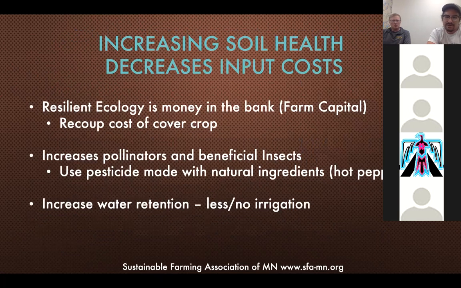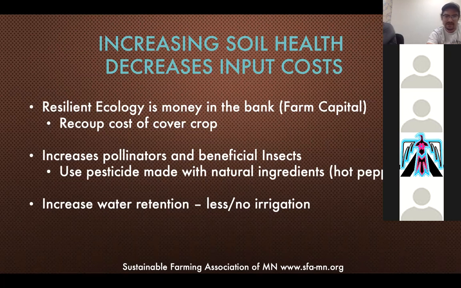Increasing soil health could potentially decrease your input over time. Basically, if you're creating more of a home for those microbes, you could eventually save money on fertility, if your soil is holding more moisture and creating the opportunity for nutrients to get to your plants.